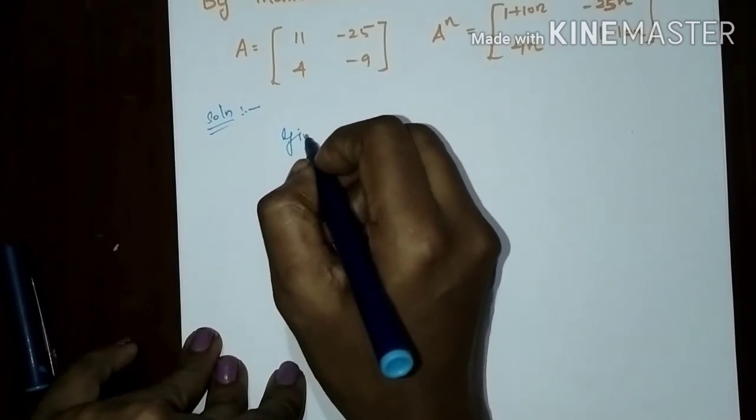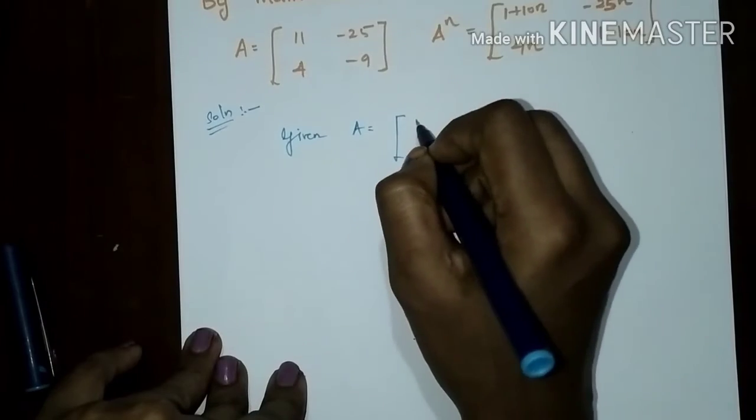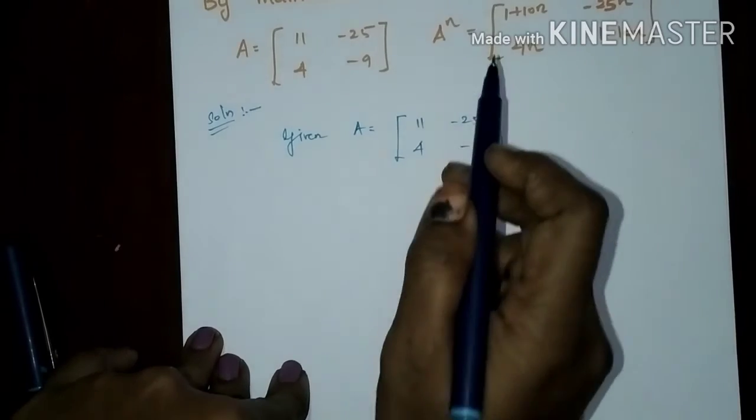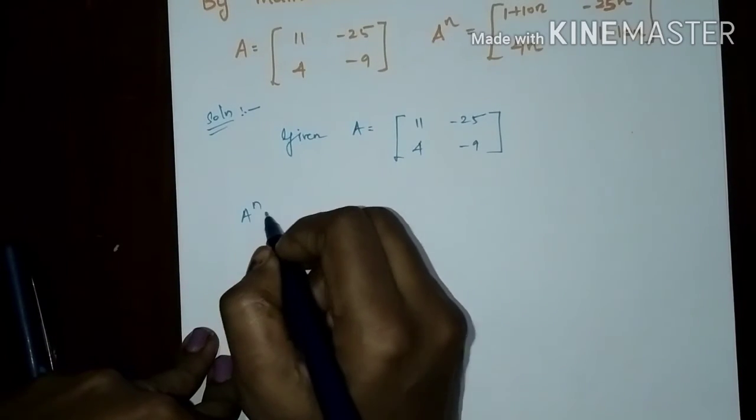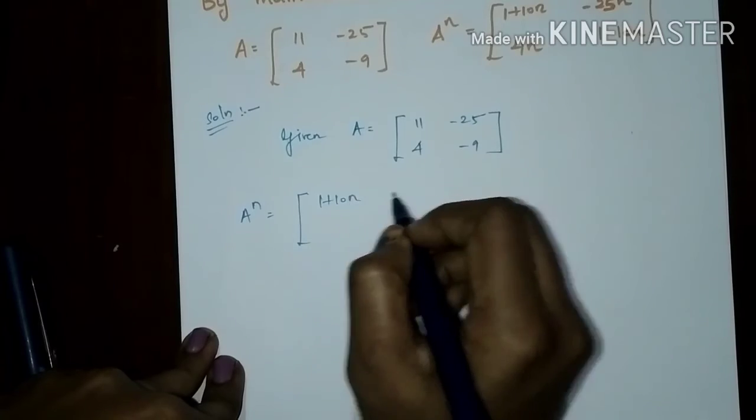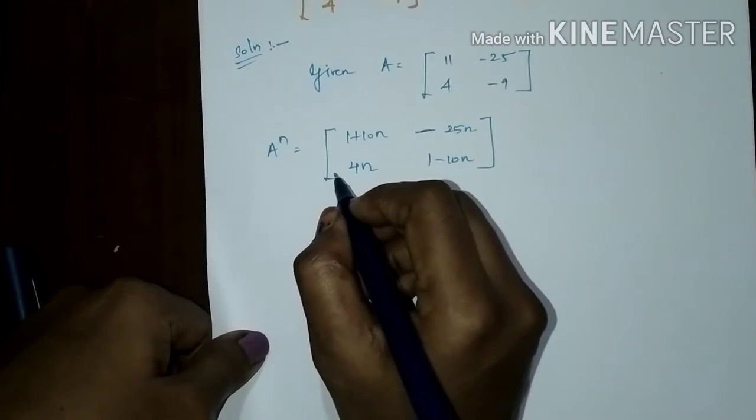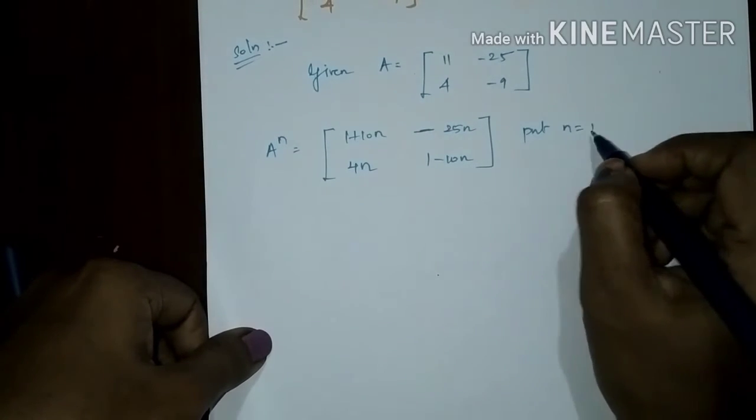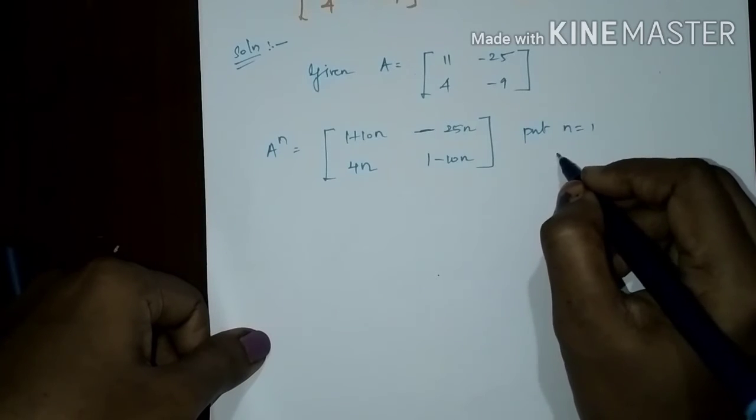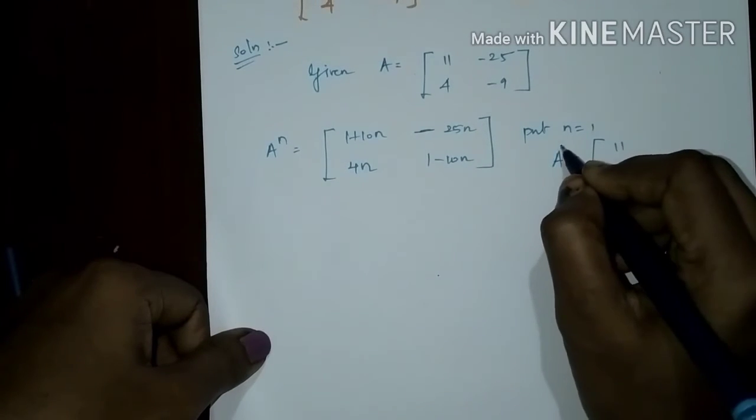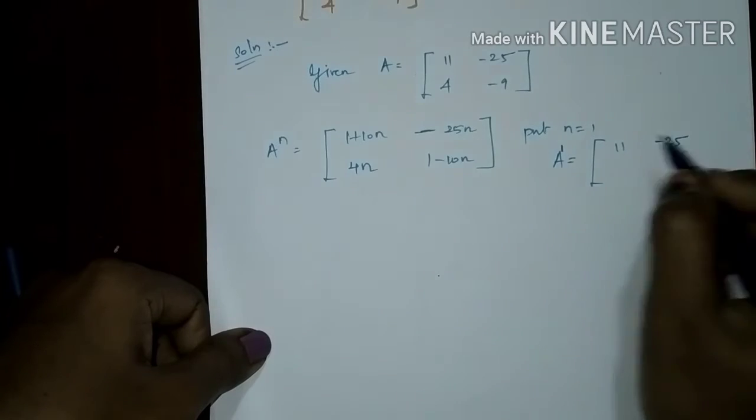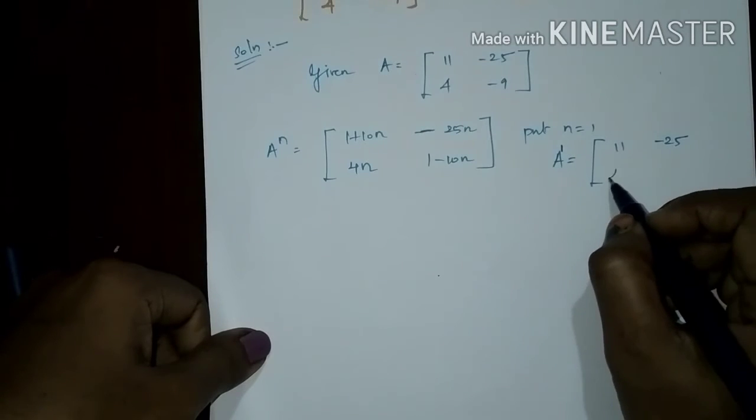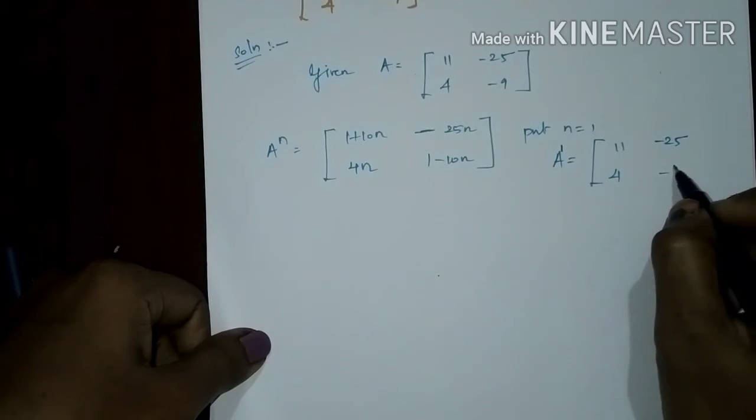Given A matrix as 11, minus 25, 4 and minus 9, right? And they have asked us to prove that A power n is 1 plus 10n, minus 25n, 4n, 1 minus 10n. If we put n equal to 1 here, we get the given matrix A. Put n equal to 1 in this matrix, A power n, and we get A power 1 as 11, minus 25. 10 into 1 is 10 plus 1, 11, minus 25, 4 and minus 10 plus 1 gives minus 9.